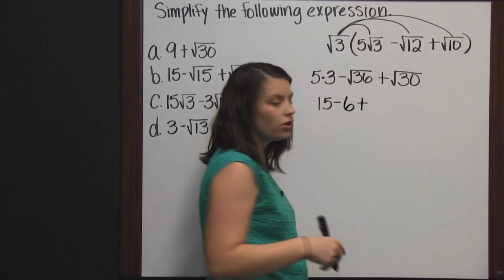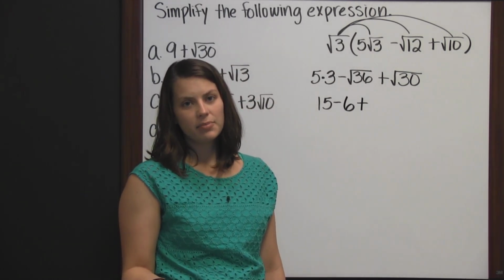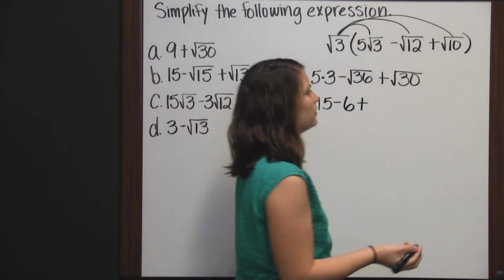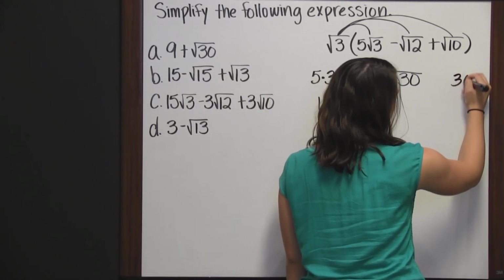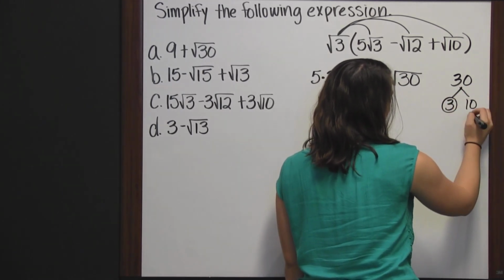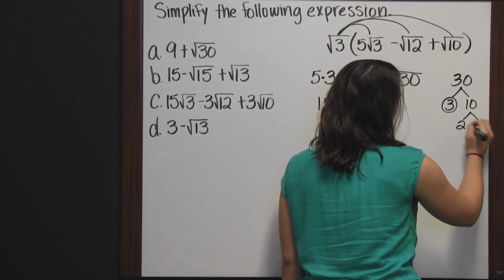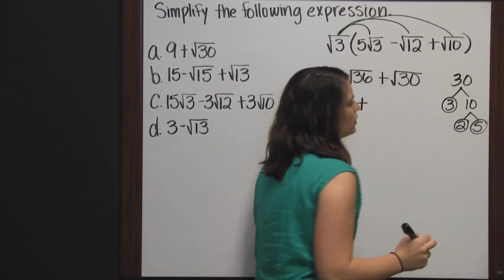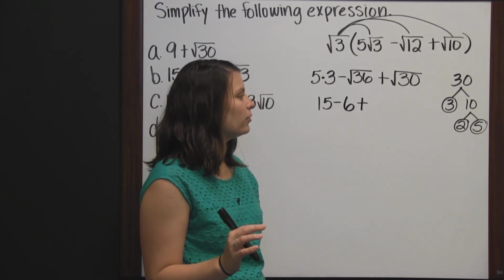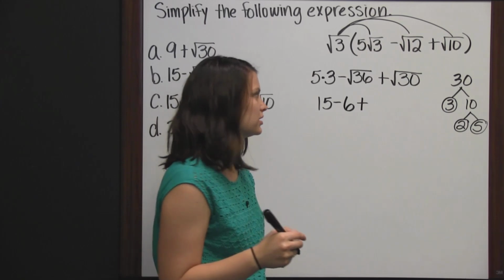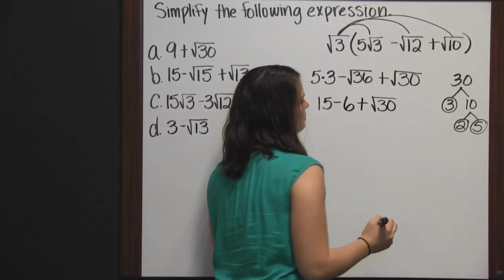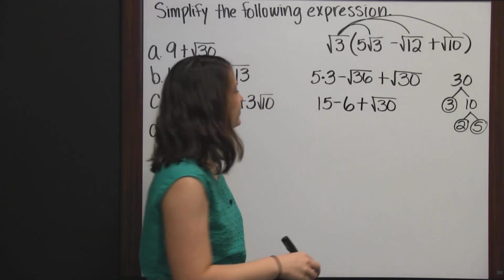Plus, now 30. You want to break down that number and see if there is any part of it that we can take the square root of. So to break it down, you can just do a factor tree. 30 is 3 times 10, 3 is prime, and 10 is 2 times 5, and those are both prime. So I have no pairs of numbers and no perfect square factors, so I can't take the square root of any part of 30. So it has to be left as just the square root of 30.